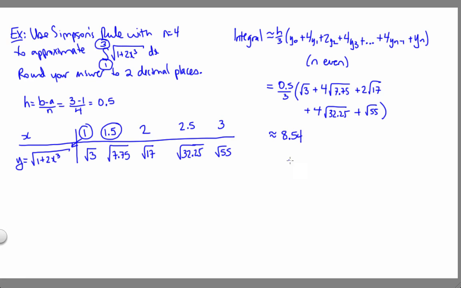If you remember from our first example, our approximation using the trapezoidal rule came out to about 8.57. So we've got good evidence here that both our approximations are reasonably valid.